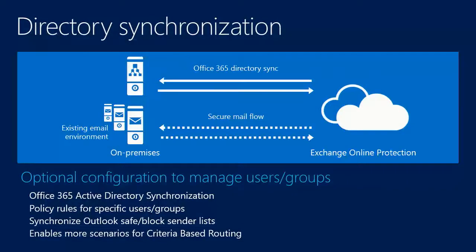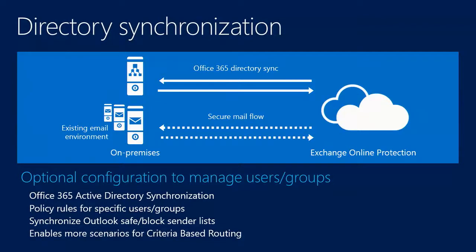Directory synchronization, if you're going into a hybrid mode, you probably already have this set up. If you're just doing EOP standalone, this can add a lot of benefits to the service. One of the biggest benefits that we had talked about is that you can use criteria-based routing. So this is if you want to do different routing depending on an Active Directory attribute.